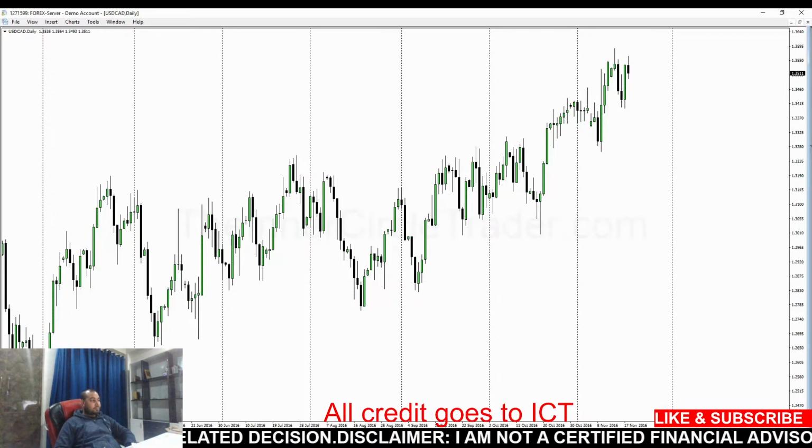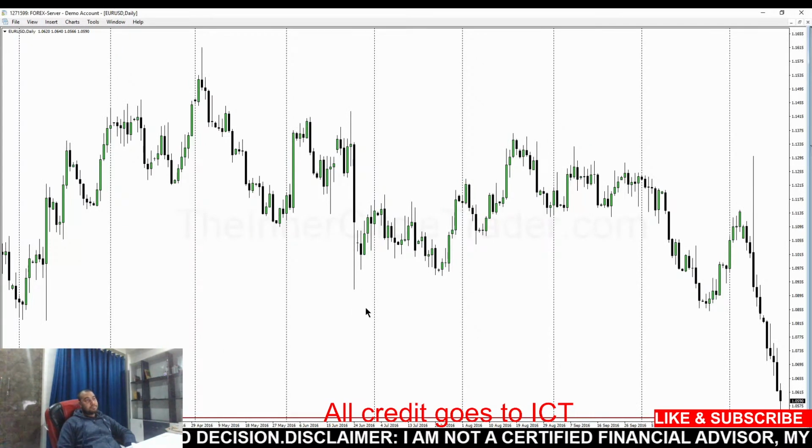Let's take a look at the euro. This is going to be the opposite. We're going to see a high form the first week of September. There we are. And then it sells off again the last week of September. And there you go. Rolls over.